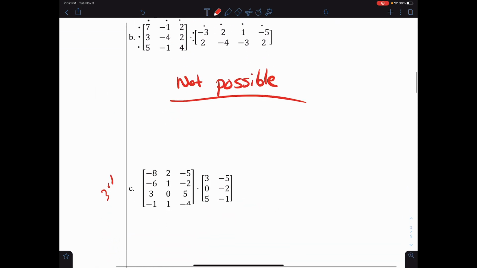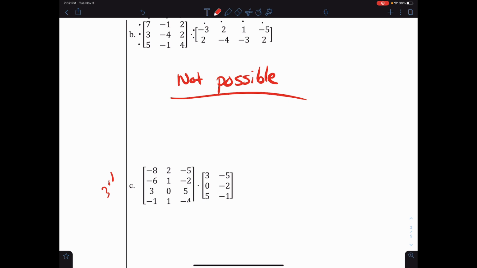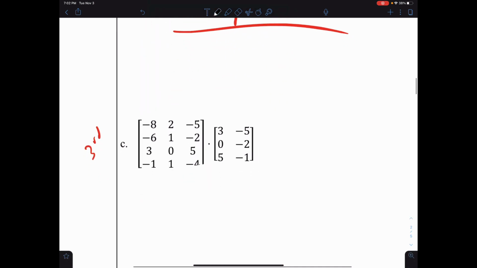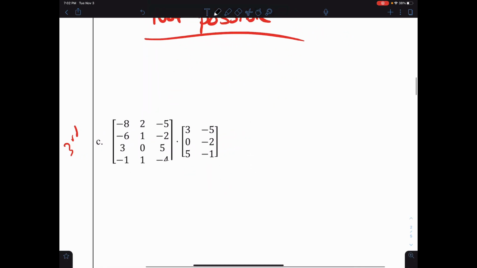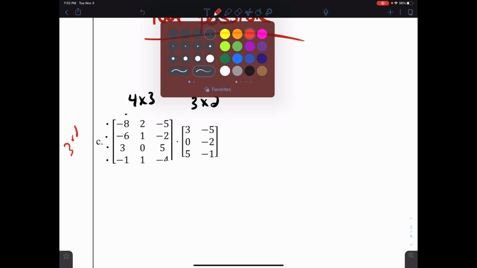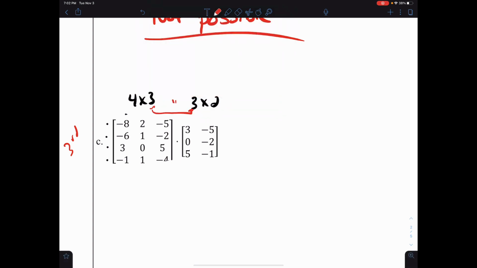Now, example number C is the same exact thing, just with more elements. So what we can see here, let's check with this. It's 4 rows by 3 columns. And then the second one is 3 rows by 2 columns. So our first initial test passes, right? These middle 2 match. So then we know our answer matrix is going to be 4 by 2.